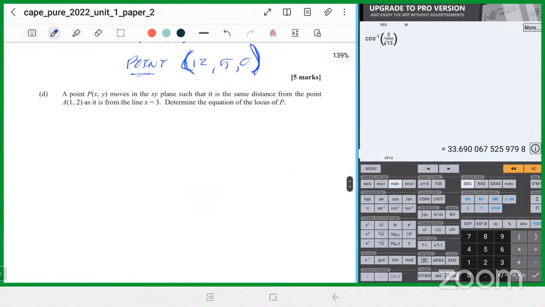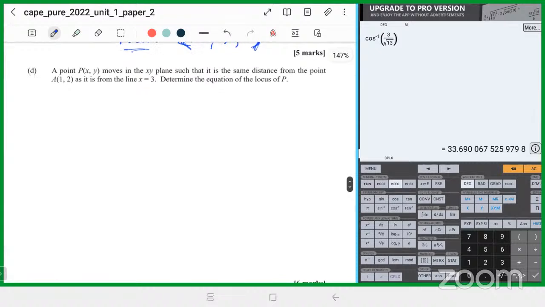This question is a locus. It says a point P(x, y) moves in the xy plane such that it is the same distance from this point as it is from this line, x equals 3. All right, a nice question here. And you want to sketch a diagram. When you're doing a question like this, you want to sketch it up.